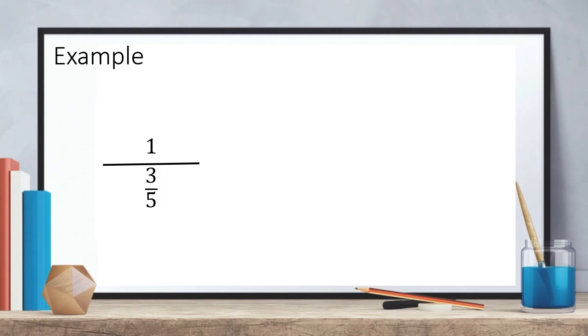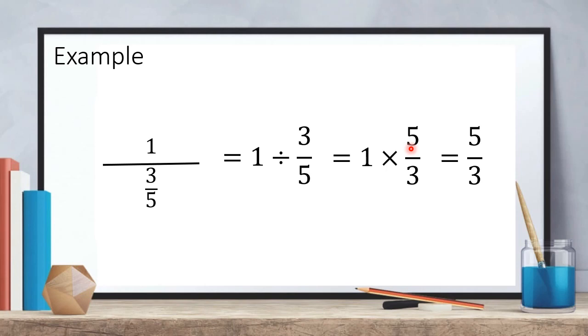Let's see another example. 1 over 3 over 5. So here's the main dash. The main dash will be transformed into a division sign. So 1 divided by 3 over 5. It's very important to know where the main dash is. Now the division will be transformed into multiplication, and we will write the inverse of the second fraction, and now we can multiply.